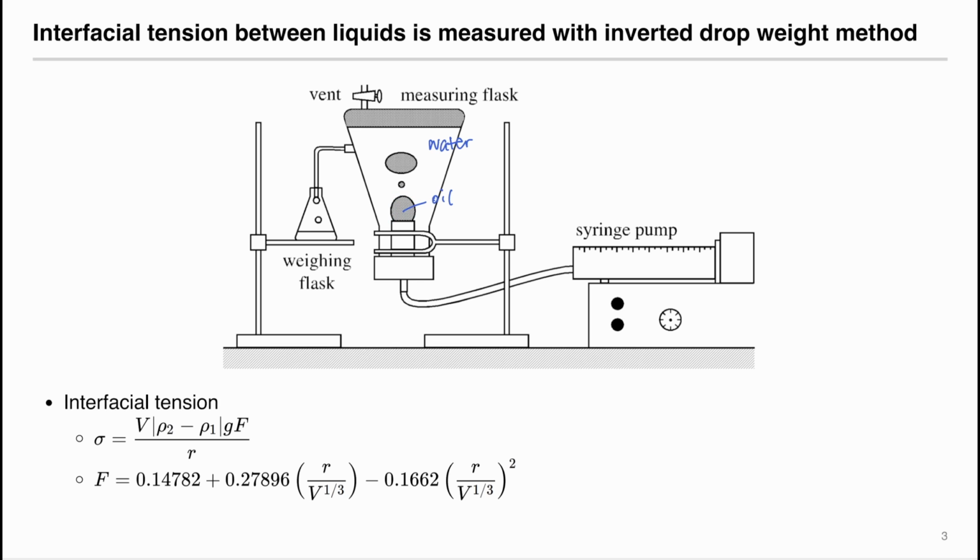And to do that, we want to use the interfacial tension formula that we derived before, where sigma is equal to the volume of the drop V multiplied by the absolute difference between the densities, multiplied by g, the gravitational acceleration, and F, the correction factor that is a function of r and V, the radius of the nozzle and the volume of the drop, divided by r, the radius of the nozzle. And F can be calculated from the correlation here.